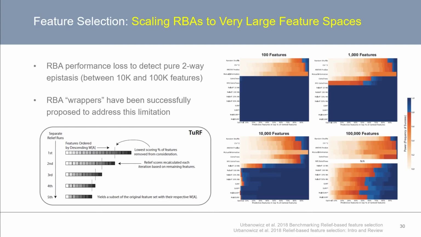One such example is TURF, developed by Dr. Jason Moore, which iteratively applies a relief algorithm to the data, each time eliminating some bottom percent of features from consideration in order to ultimately yield a higher quality feature ranking on the remainder.